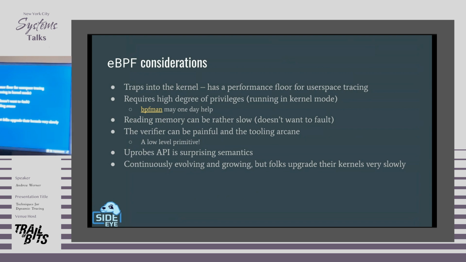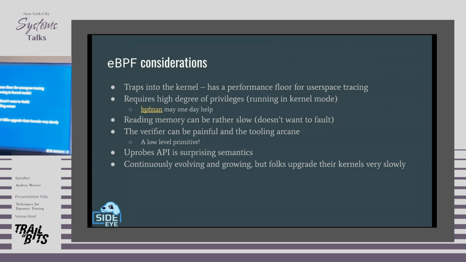The uprobe API is rather surprising. It's oriented around object files and inodes rather than processes, so it doesn't really work for JITs very well, and I mean, it's really just like some kernel developer was like, well, don't you really want to just trace libc? And it's great for that, but for a lot of other use cases, it can be a little strange, and for Docker layers also strange.